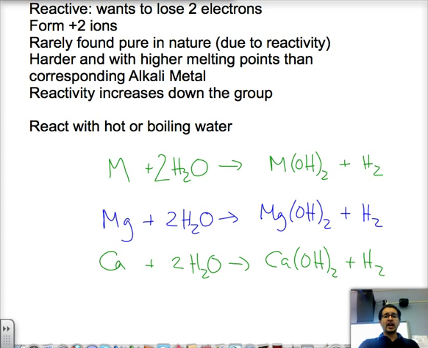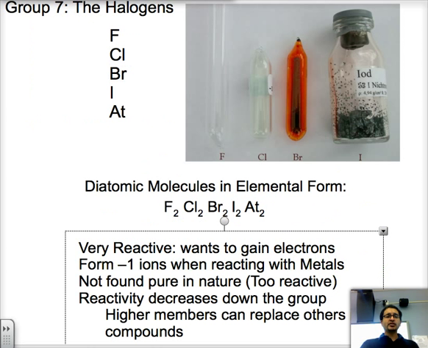Let's go ahead and look at our next group. The next group is the halogens. All right? And the halogens are an interesting group because they are very highly reactive. They're so reactive that in nature they're never found in pure form. And when you purify them, they don't want to be single atoms. They want to react to make what are called diatomic molecules.